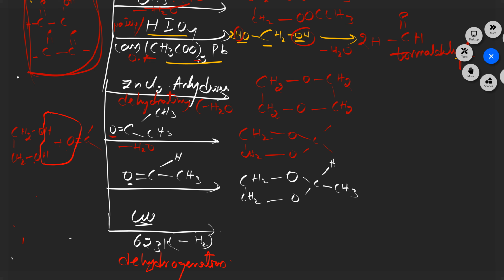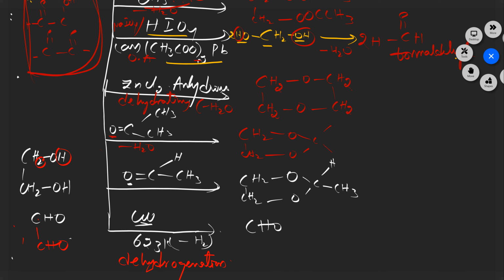Now if you are taking that glycol, CH2OH and CH2OH, is it a primary alcohol or a secondary alcohol? Primary alcohol. I am removing one hydrogen from here and one hydrogen from here. What will form above? CHO, and below also CHO. Then what is the product? Ethane diol, dial.